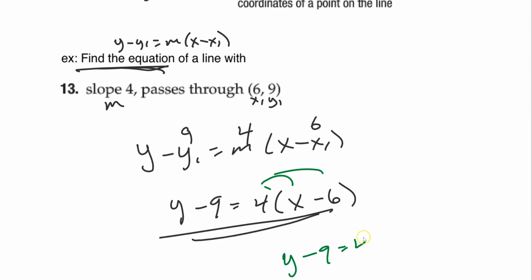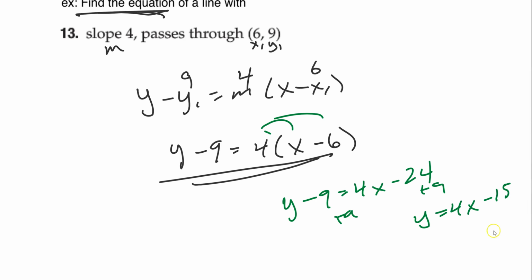Again, only if they ask. And then you have to add 9 on both sides, and you get this. It's 15. And again, if you want it in standard form, just move the 4x over and you get standard form. So that's slope-intercept form, and this is standard form.